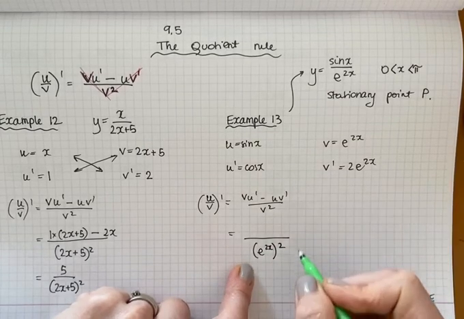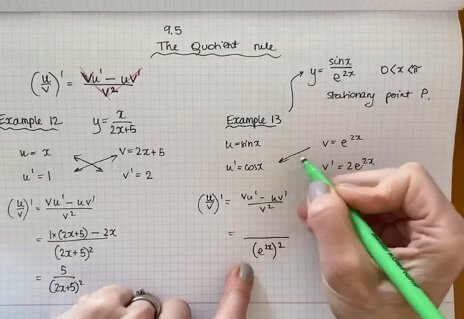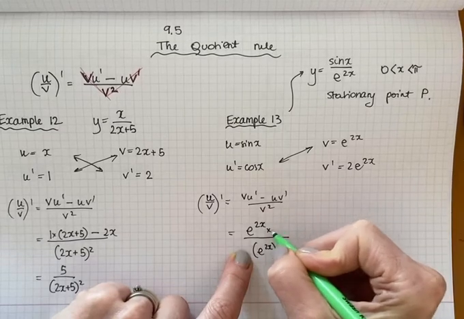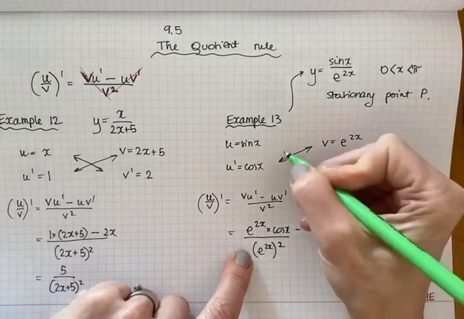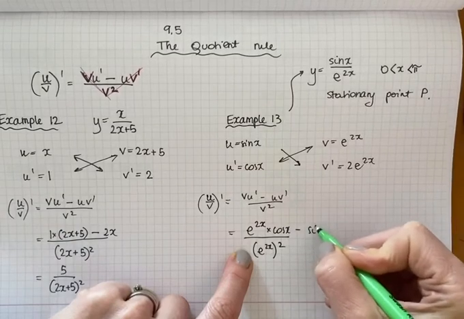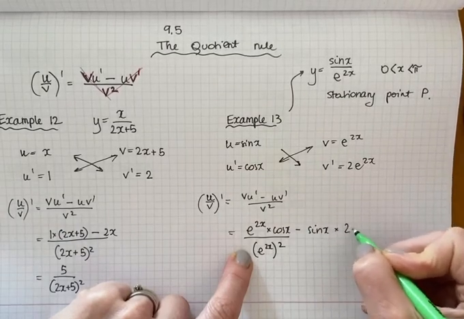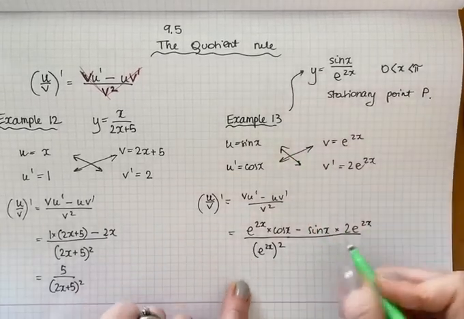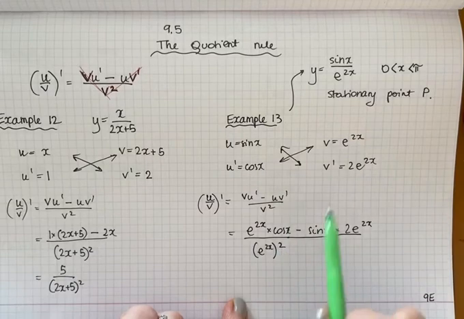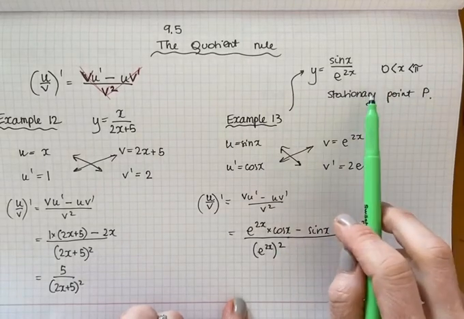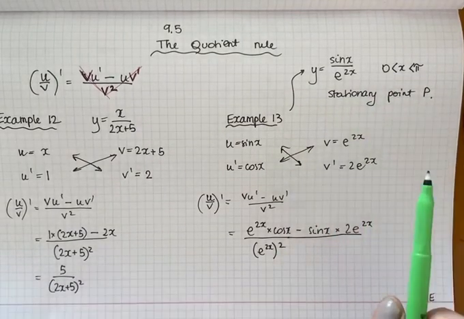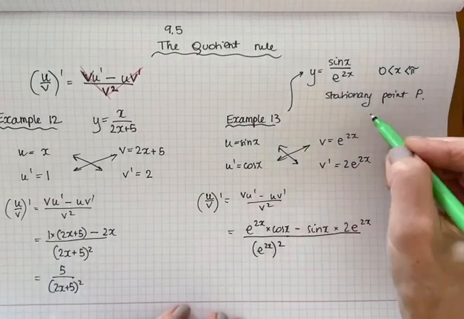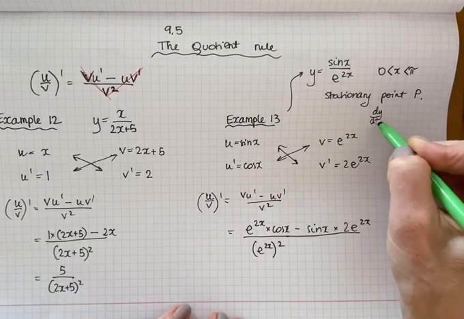Write it like this. And then you've got vu dash. I'll do it the long way: e to the power of 2x times cos x minus uv dash, so you've got sine x times 2e to the power of 2x. Right, the reason you don't need to tidy it up further is because you're using this result to find the coordinate of the stationary point. So you're going to make it equal to 0. So dy/dx is equal to 0.